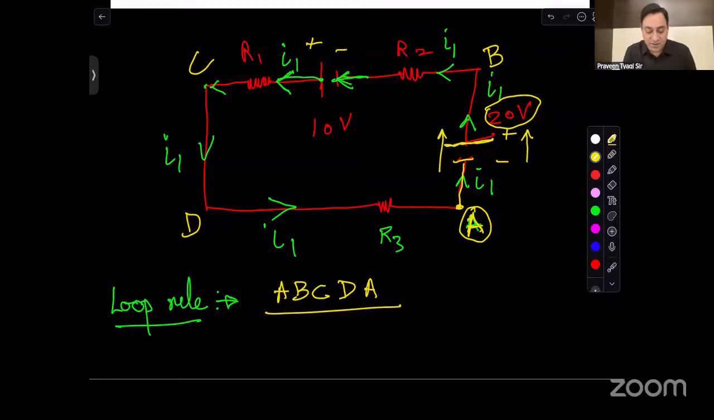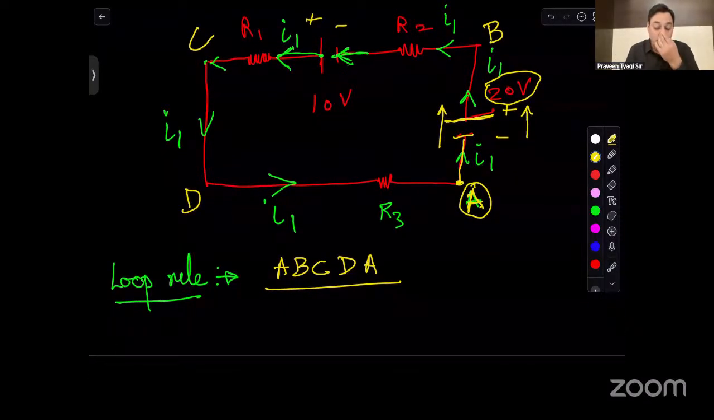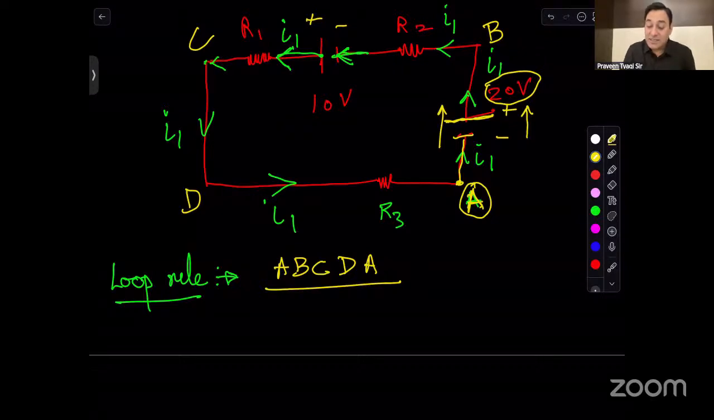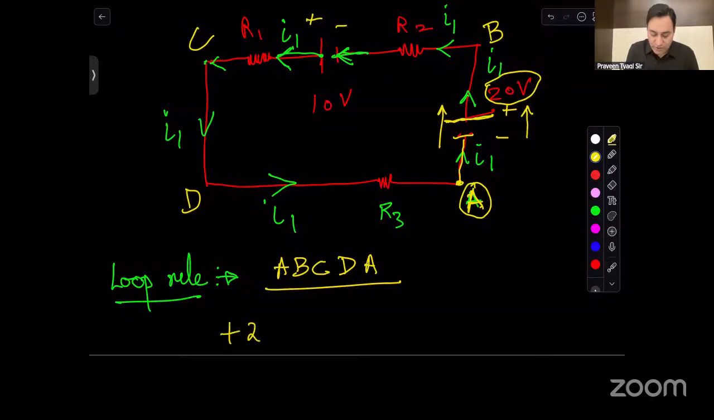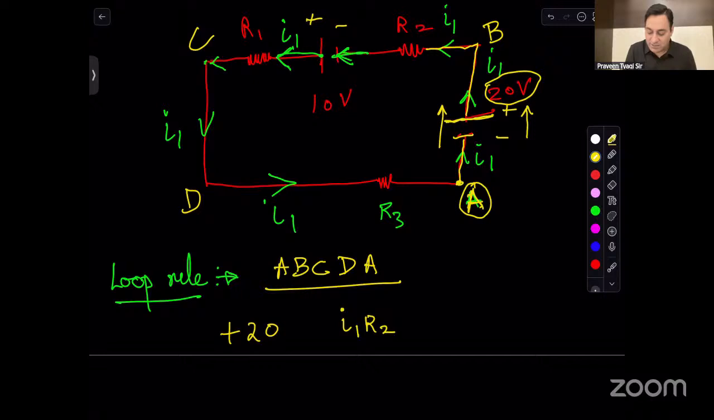Please pay attention here. If you don't know the loop rule, Kirchhoff's voltage law, this is what I'm teaching you here. So I will write plus 20. Now, I am going in this direction. I encountered, there was no resistance, nothing. I encountered a resistance here. The potential difference across our resistance is IR. So I1 into R2. That is the potential difference. But I have to put a sign. Sign has to be plus or minus.